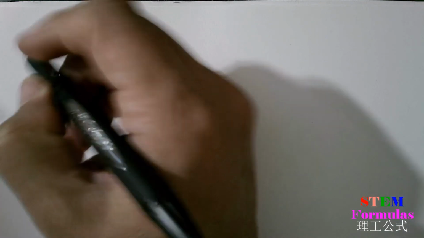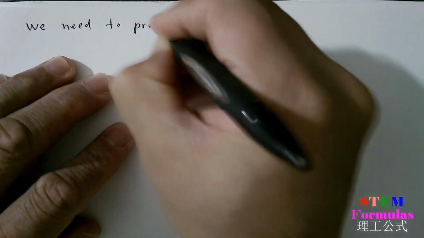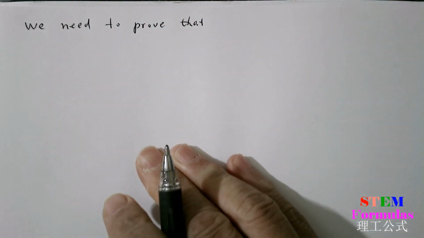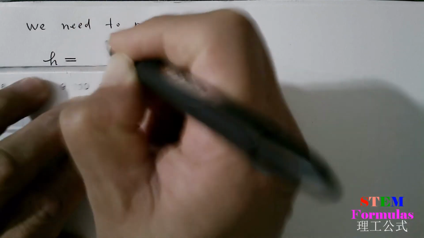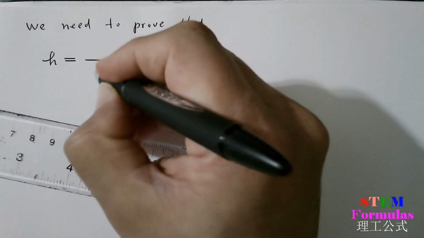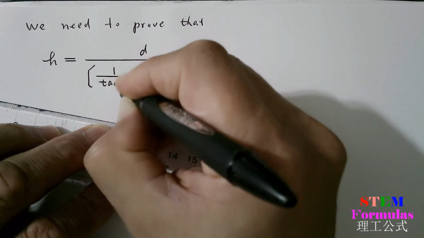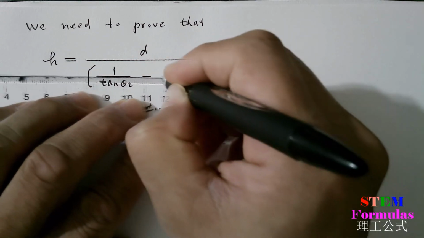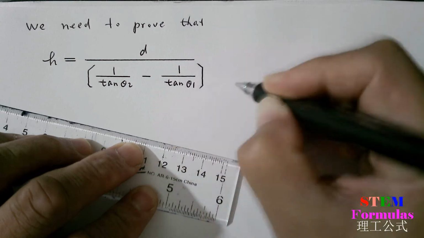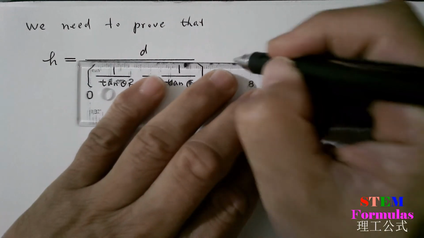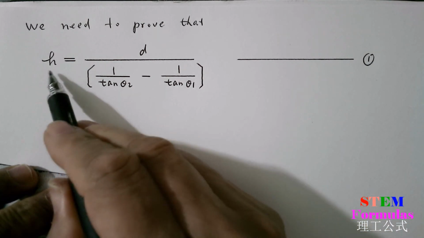So we want to prove that h equals d times (1 over tangent theta 2 minus 1 over tangent theta 1). This is one solution for h, for the height h.